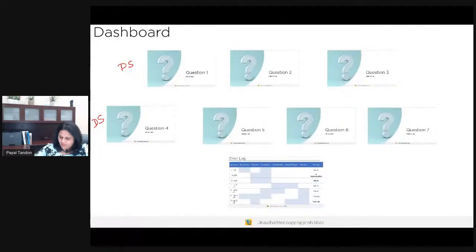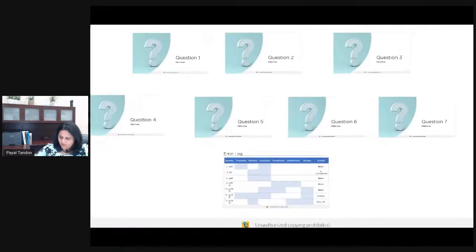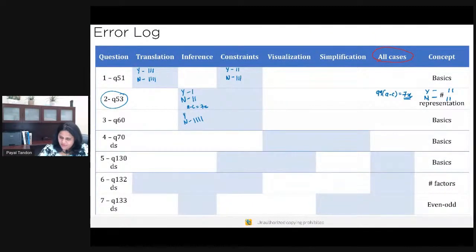Question number, we didn't build the error log for this part. I believe for this question, visualization was the place where a number of you faltered. So this is where the majority of people made a mistake. Again, if you think about the concepts, look at the concepts over here. It's all basic concepts. And these are all official guide advanced questions. The very fact that they are from the official guide means that they are difficult questions.